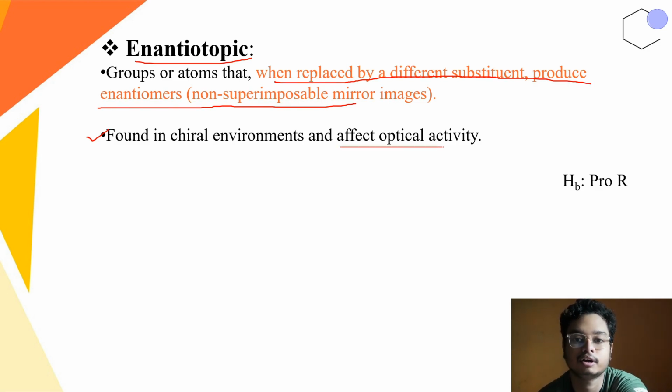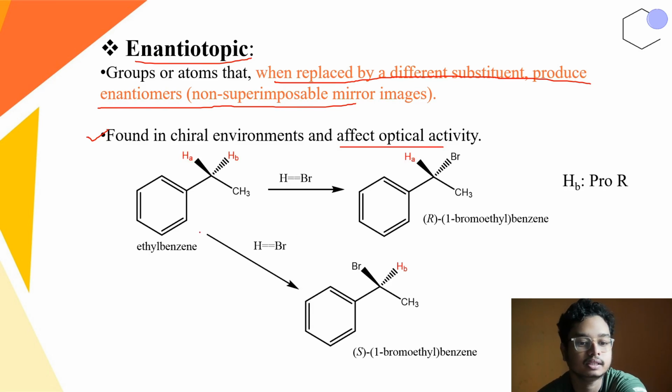Obviously, since it forms enantiomers, it should affect the optical activity. For example, we can take this compound, ethylbenzene. Now we have to determine the relationship between these two groups. So first we do our addition-elimination criteria. First we change HB with Br. So what have we found? We have found that this center now becomes chiral, and this is R-1-bromoethylbenzene.